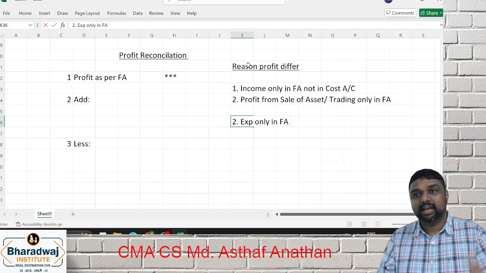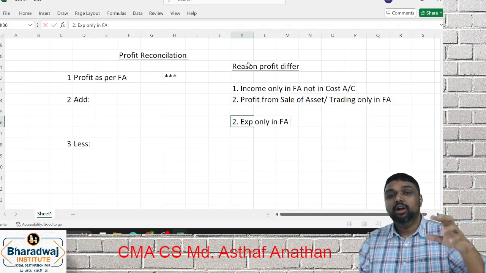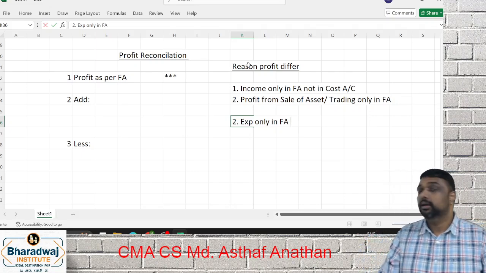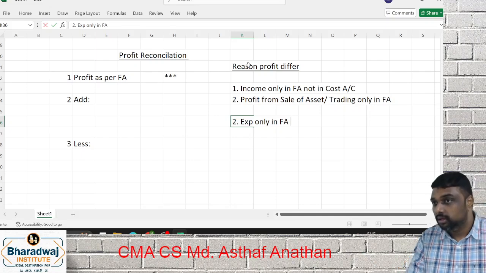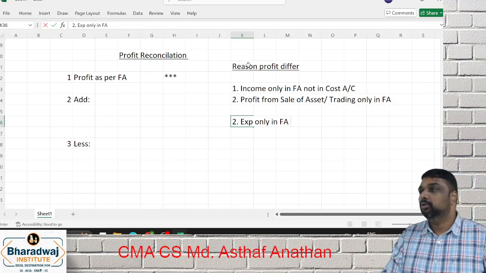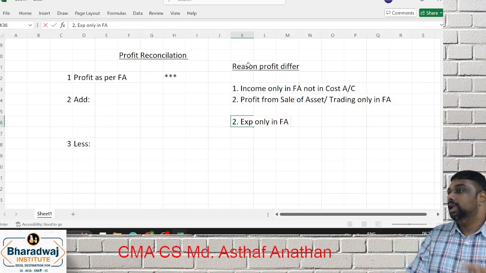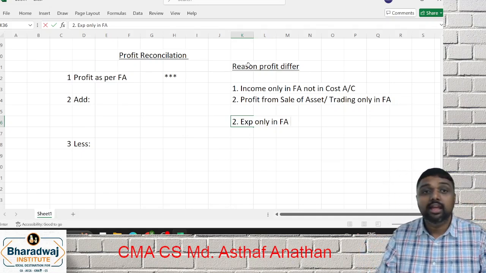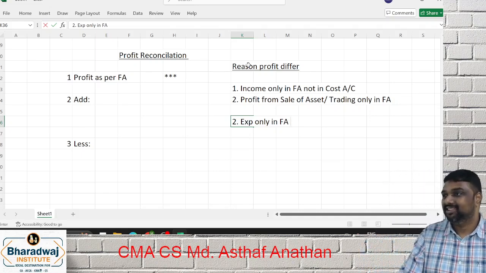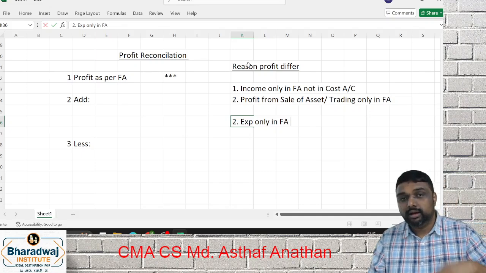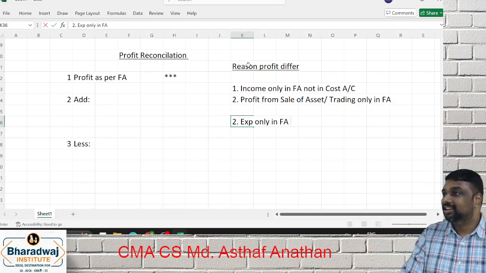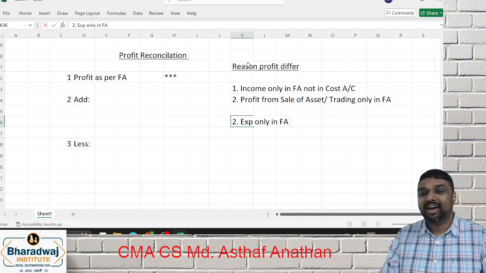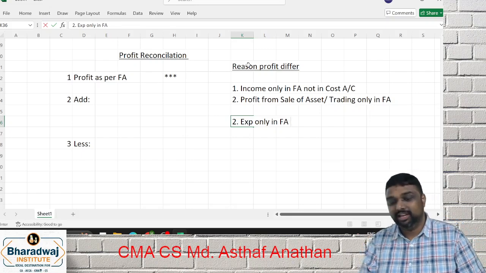Example, CSR expense, issue expenses. Depreciation will be there in both, so you have to make it from a different perspective. Clear? So expense only in financial accounts. Write-off of goodwill, write-off of preliminary expenses, all are examples which are only in your financial.